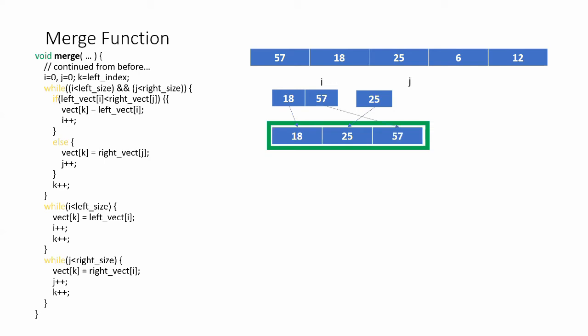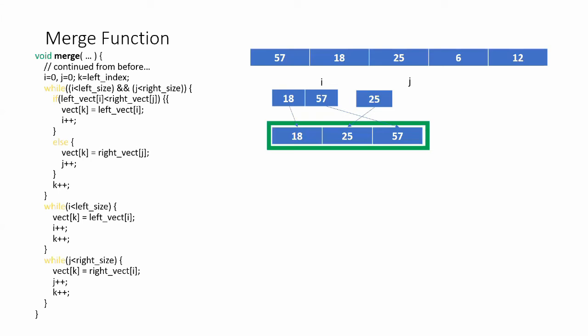But now j is out. So we're no longer in the first while loop because j is equal to right size, and our while loop that checks both i and j is now false. So we go to our second while loop and we check. Well, is i less than left size? Yes, it is. So then we store left vect of i inside vect of k. Right? We increment i and k.